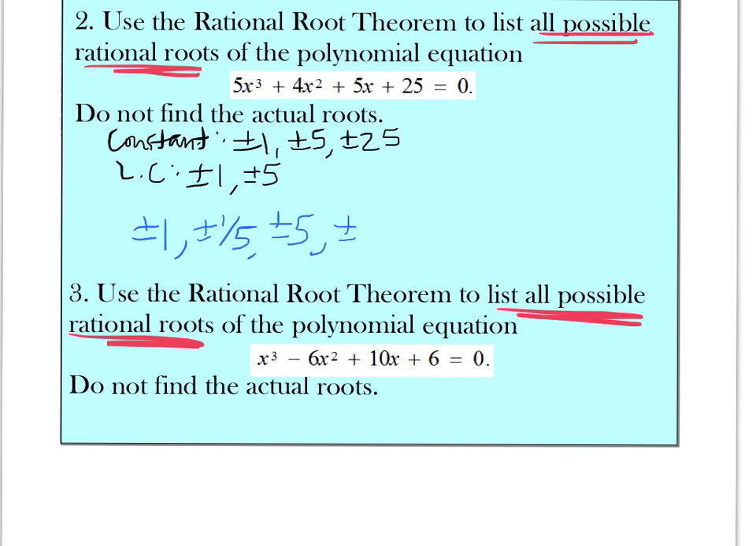But then plus or minus 25, because 25 divided by 1, 25 divided by 5 is 5, which I already have. So that is the complete list of my possible roots.